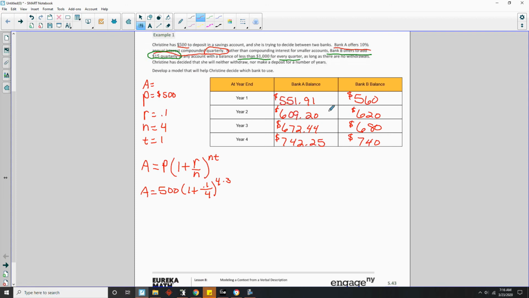Okay, so as you can see here, Bank B was ahead of Bank A year 1, Bank B was ahead of Bank A year 2, Bank B was ahead of Bank A year 3. But year 4, I made $2.25, or I should say Christine made $2.25 more in Bank A than she did in Bank B. So initially, the $15 a quarter is better than the percentage of 10. But after 4 years, it's better to have a 10% interest rate than it is $15 quarterly, because interest is compounding on top of itself, so then it starts to grow faster.